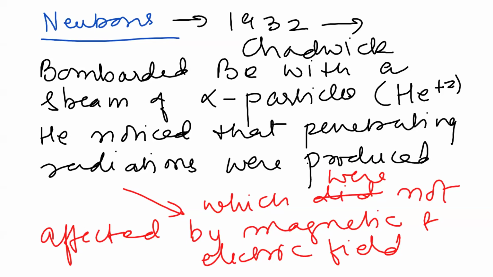These radiations, since they were not having any effect of both electric and magnetic field, were considered as neutral particles. Got it? Why they were considered as neutral particles? Because they were unaffected by electric and magnetic field. Got it? Yeah, teacher, got it. Finished writing that.